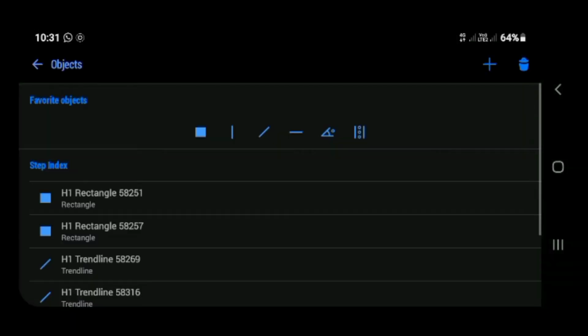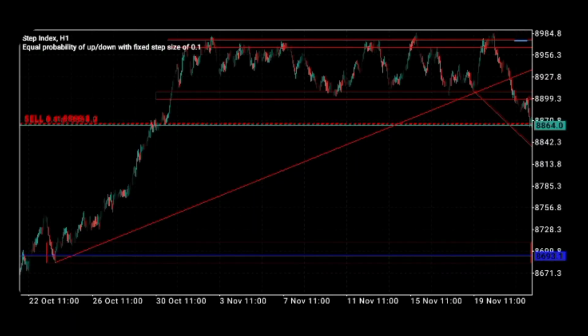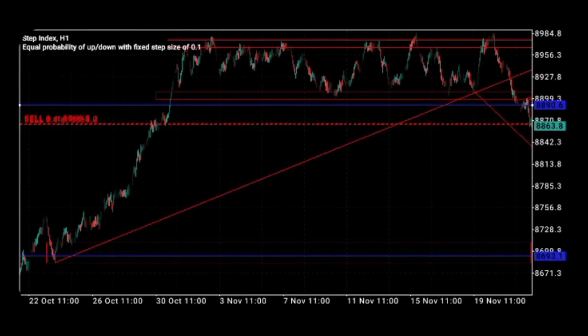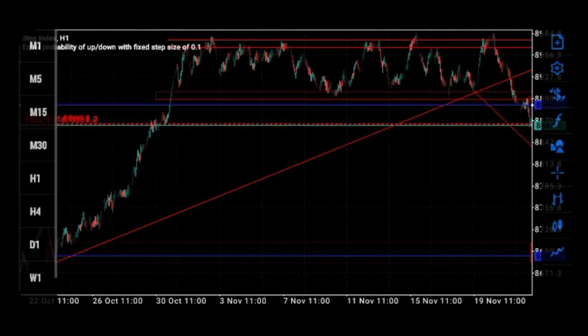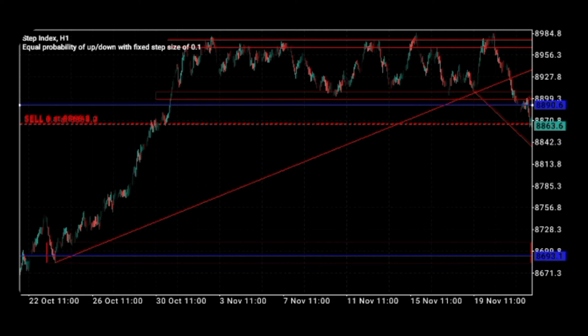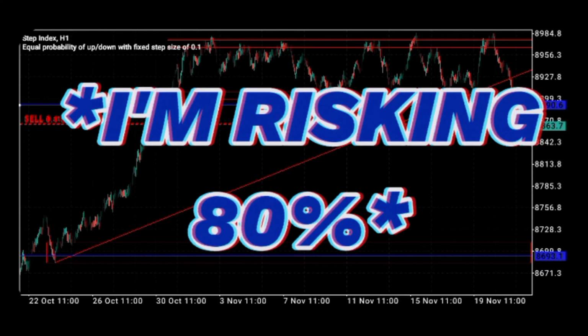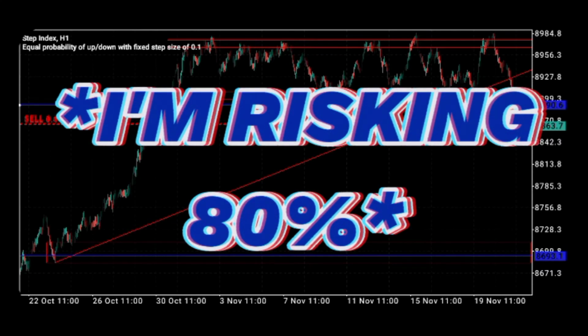Okay, the stop loss. About the stop loss, you really have to apply risk management, because you know the balance of your account. That is how you should risk your account. You can risk 30% of your account. Right now I am risking 30% of my account.